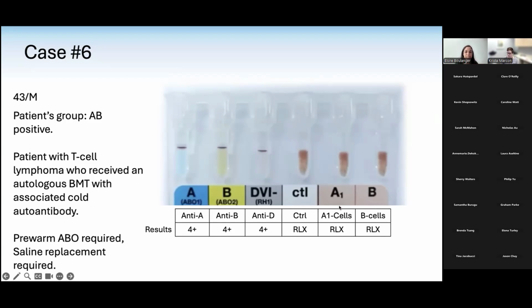But as I see this, I'm going to try to solve it. I have the history that this patient had a lymphoma, so maybe the patient has an excess of proteins in the plasma that is causing this fake reaction. But until I solve this, I cannot be certain. This was a case from Vancouver General Hospital. We needed to pre-warm the sample and do a saline replacement just to wash away these excess proteins and give the real results. The patient turned out to be AB positive, and after the washing, the saline replacement, this did not appear.